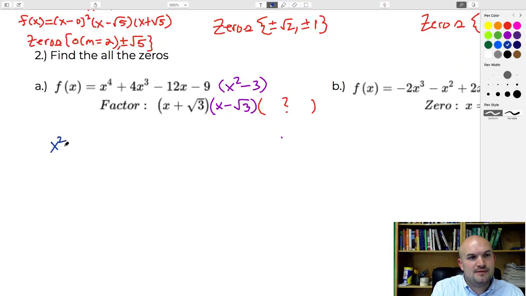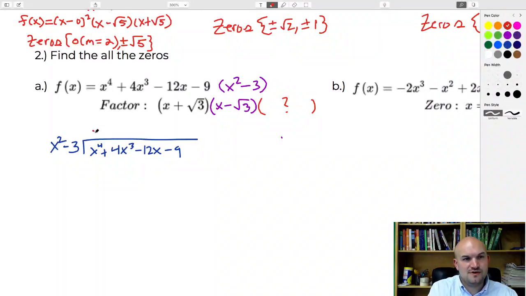So I have x squared minus 3, and I'm going to divide that, much faster, into x to the 4th plus 4x cubed minus 12x minus 9. All right. So x squared divides into x to the 4th, x squared times. Remember, you multiply the x squared times both terms. X squared times x squared is x to the 4th. Just said it and I didn't write it. X squared times negative 3 is a negative 3x squared. Okay. So I don't have anything to subtract the negative 3x squared from, so I'm just going to put it in between there. Negative 3x squared.